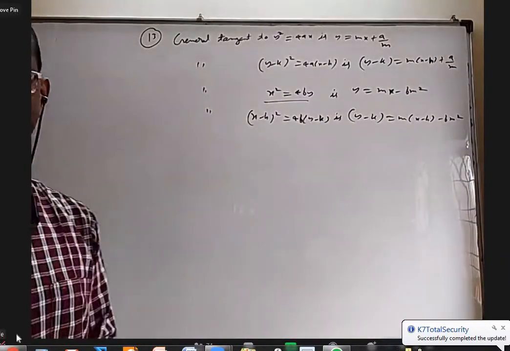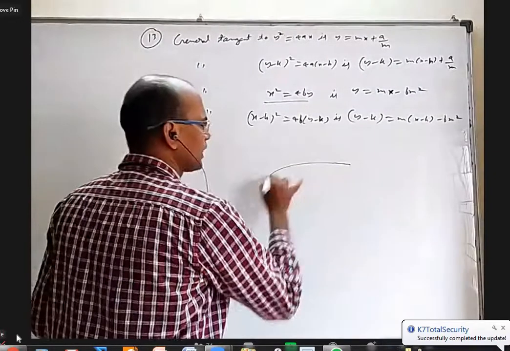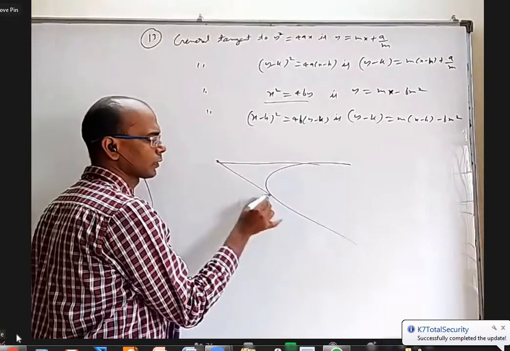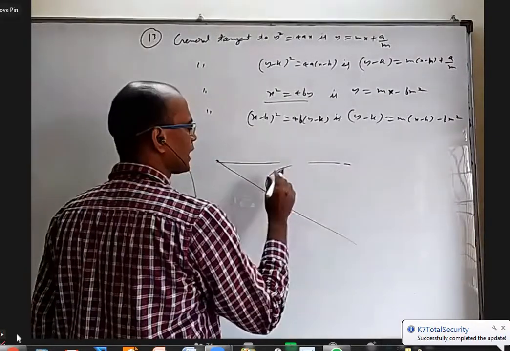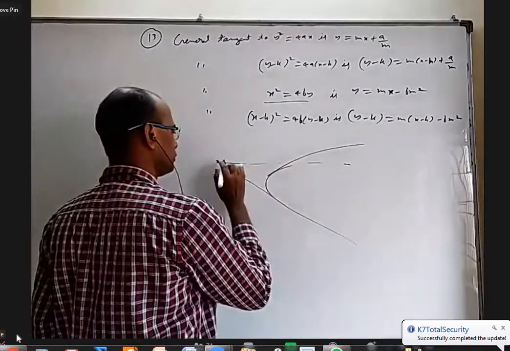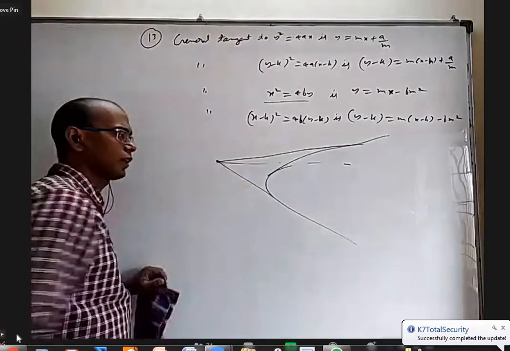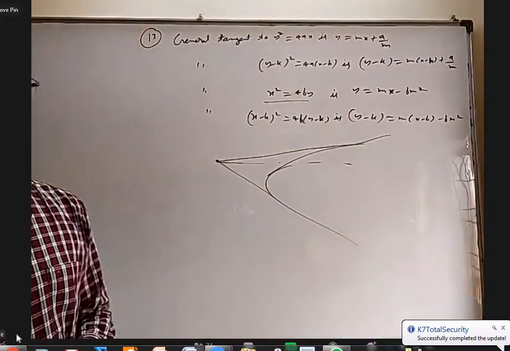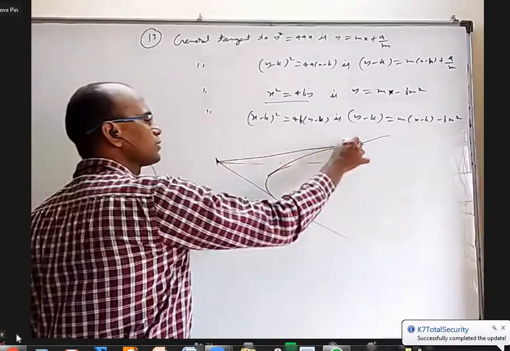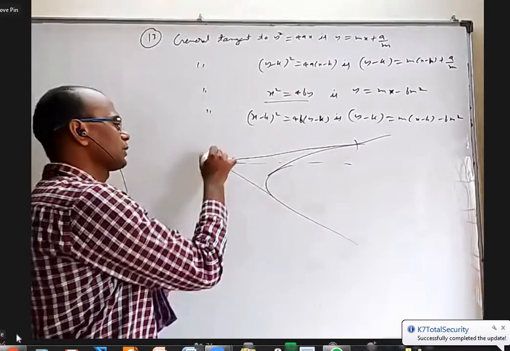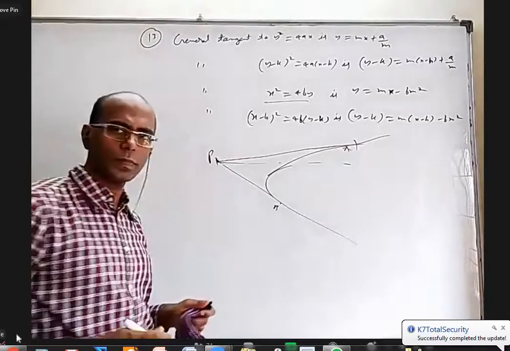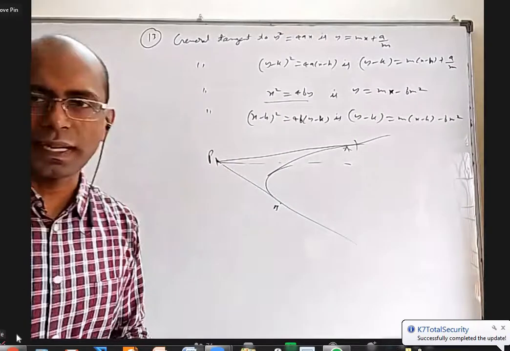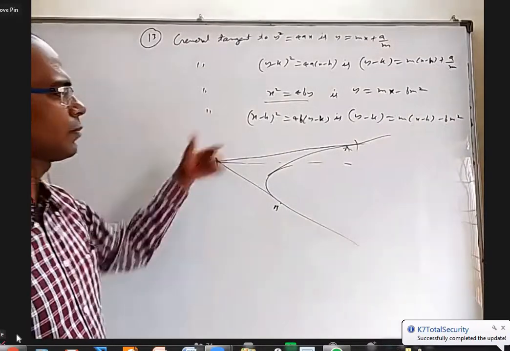Some things are not. For example, if you take a point outside the parabola, you can draw two tangents. But in a parabola, there is no guarantee that the lengths of the tangents are equal. One can be longer, one can be shorter. And there is no formula that the length of the tangent is root S11. This is P, this is A, and this is B. Now, PA and PB are not necessarily equal, and none of them is root S11.